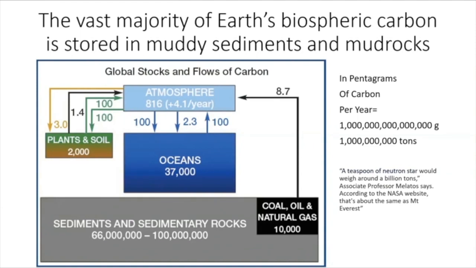So in the atmosphere we have about 816 billion tons, or pentagrams, of carbon. The oceans quite a bit more. The oceans are a big sink for carbon, about 37,000, plus plants and soils. And so there are transfers between the plants and the atmosphere and the ocean. We have coal and natural gas over here, but look at this number here for sediments and sedimentary rocks. If you look at the stocks of carbon on the Earth, the vast majority of it is locked up in sediments and sedimentary rocks.